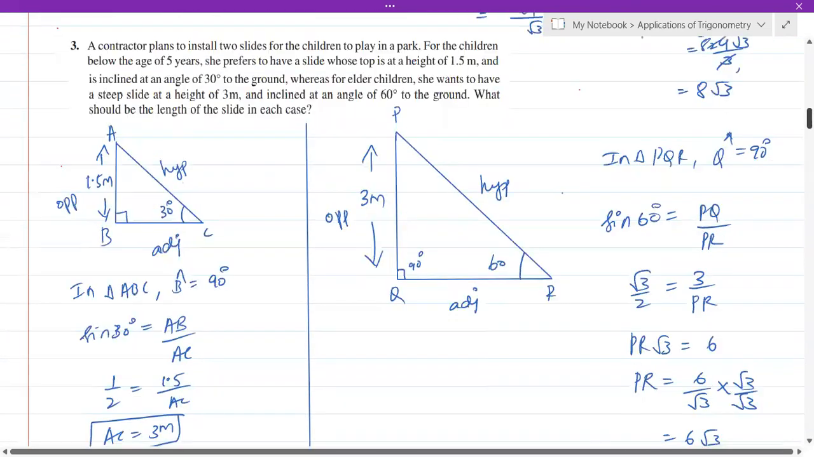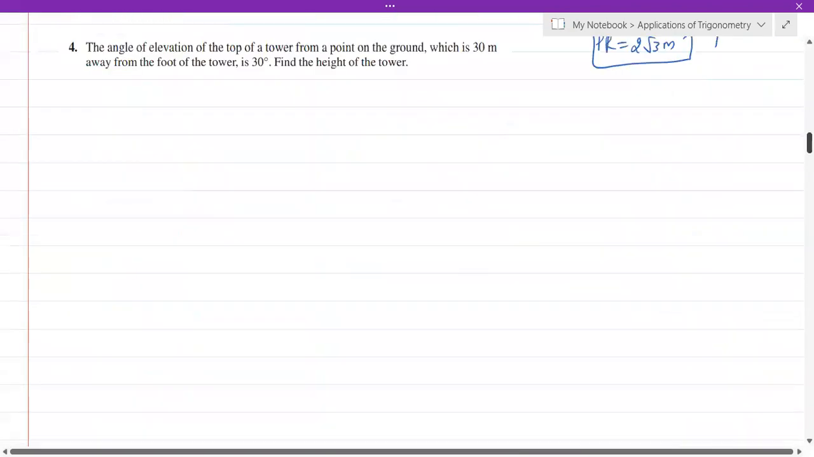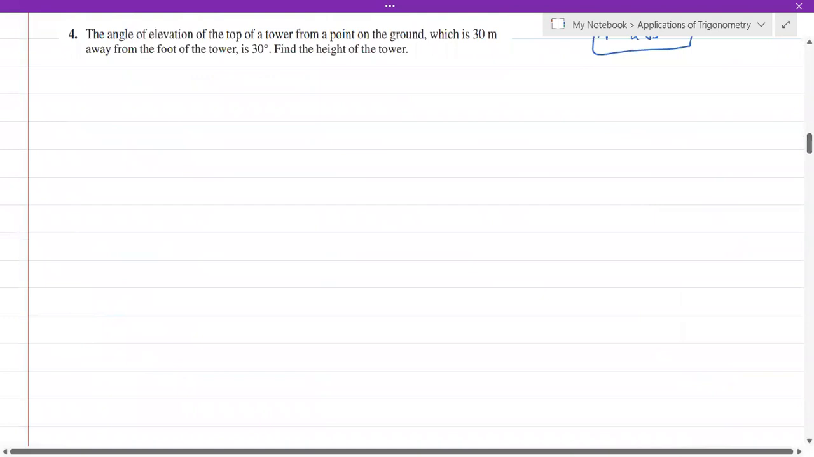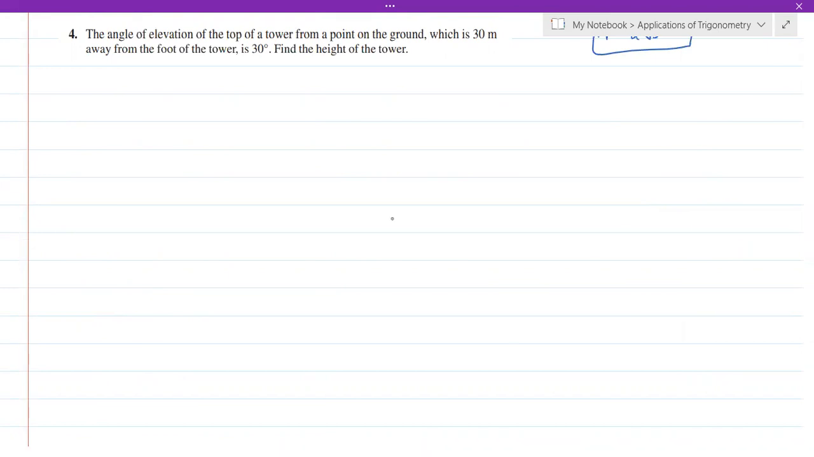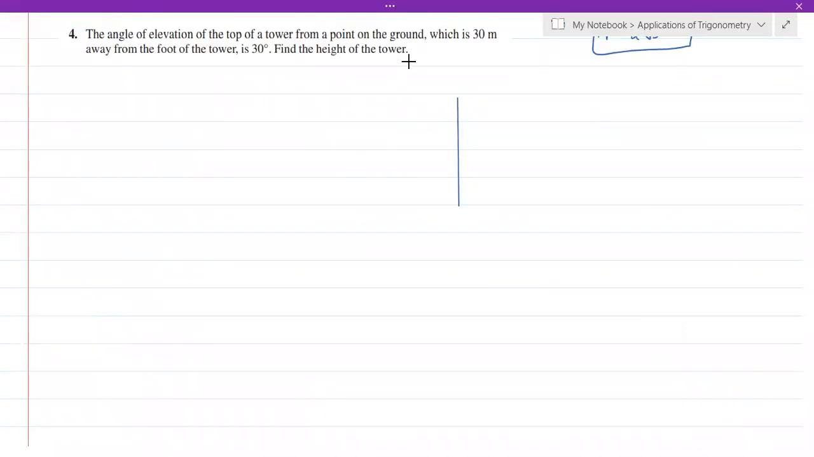So as you can see, we have found both the slides' lengths in the question. So let's get to the next question. The angle of elevation of the top of a tower from a point on the ground, which is 30 meters away from the foot of the tower, is 30 degrees. Find the height of the tower. A very easy question. See, what we have got is a tower, isn't it?